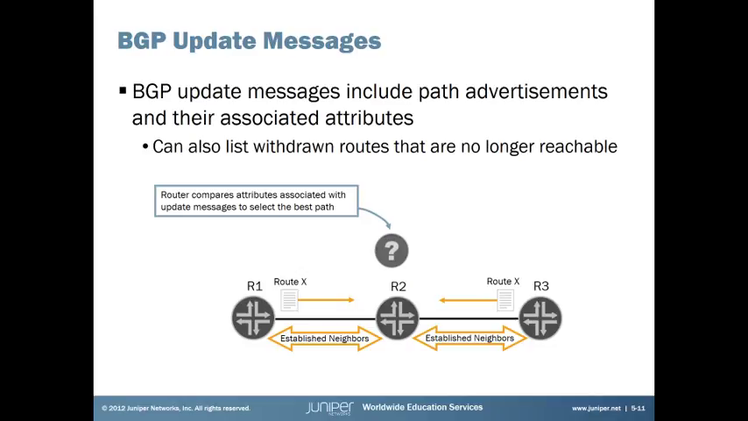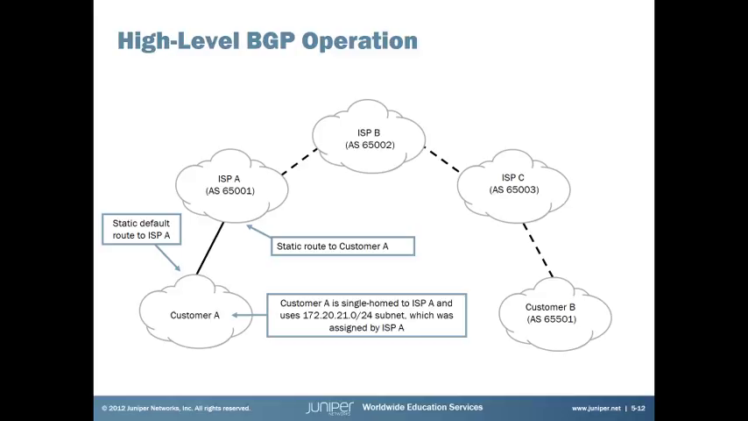Okay, now we're going to look at what these attributes are. We haven't really got into those yet. All we're saying is that BGP routes have attributes. So we're going to get into what they are, and how they are used to control what route becomes active. Okay, so let's take a look at the high-level operation of BGP.